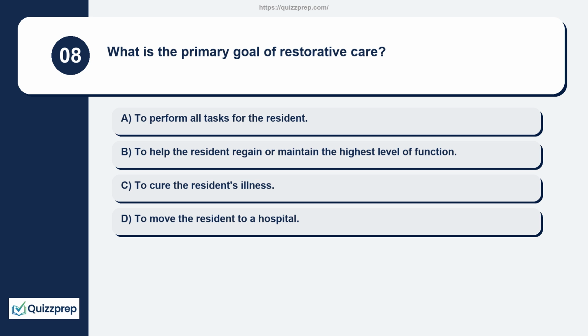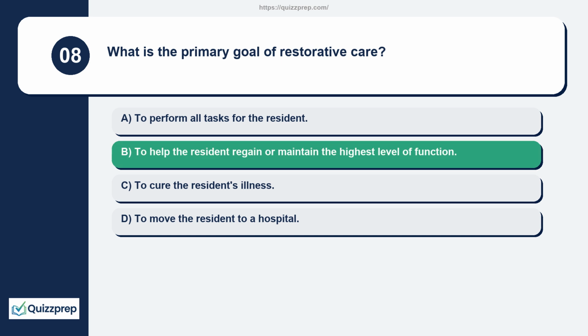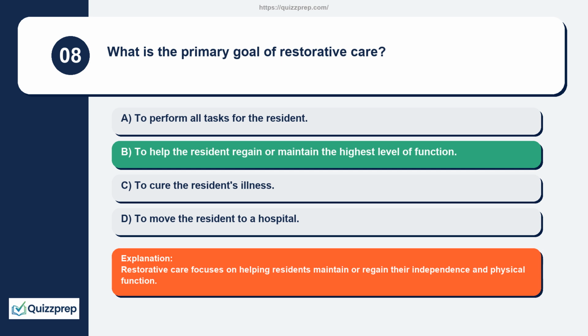Question 8. What is the primary goal of restorative care? To perform all tasks for the resident. To help the resident regain or maintain the highest level of function. To cure the resident's illness. To move the resident to a hospital. Restorative care focuses on helping residents maintain or regain their independence and physical function.